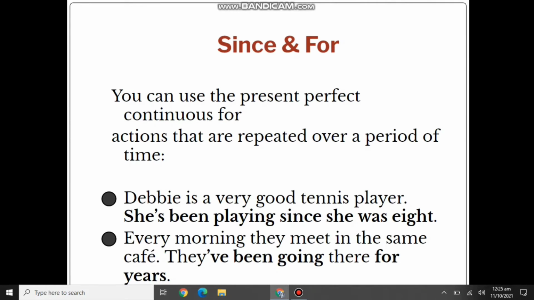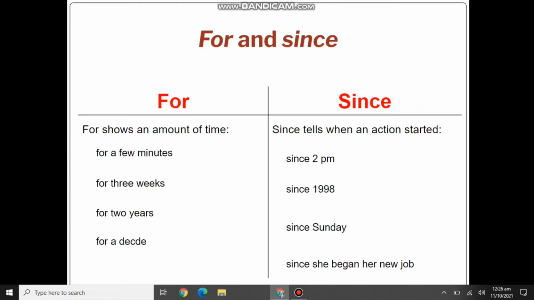Now, every morning they meet in the same cafe. They have been going there for years. They meet in the morning in this same cafe because they are repeating this activity, meeting here for many years. Now, since or for. For shows an amount of time: for a few minutes, for 3 weeks, for 2 years, for a decade. Since tells when an action started: since 2 p.m., since 1998, since Sunday, since she began her job.